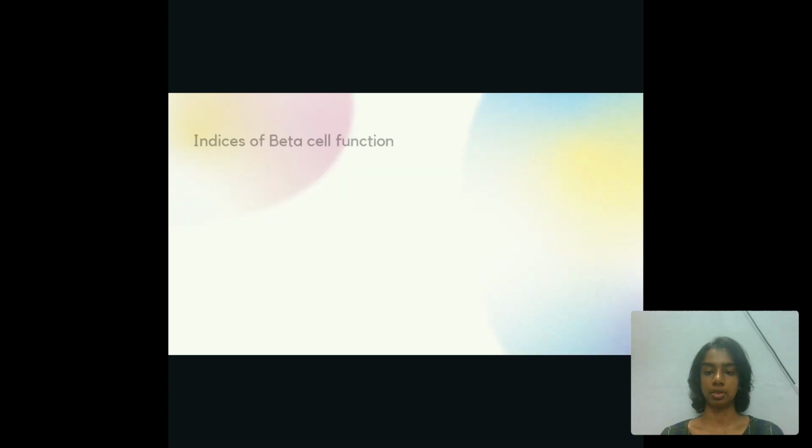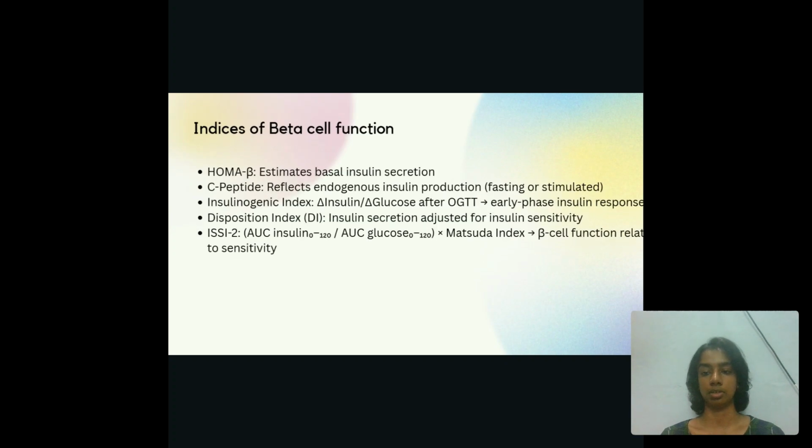Let's move on to the beta cell function indices. We have a couple of indices here. HOMA-beta is based on fasting insulin and glucose, and this estimates the basal insulin secretion. C-peptide indicates the endogenous insulin production and is stable even when insulin is sent.